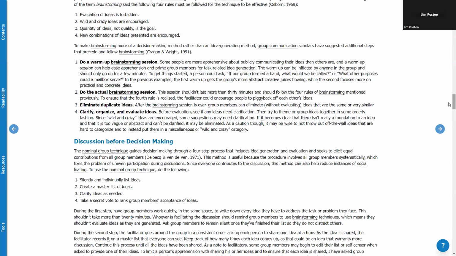Clarify, organize, and evaluate ideas is number four. Before evaluation, see if any ideas need clarification. Then try to theme or group ideas together in some orderly fashion. Since wild and crazy ideas are encouraged, some suggestions may need clarification. If it becomes clear that there isn't really a foundation to an idea and that it is too vague or abstract and can't be clarified, it may be eliminated. As a caution, though, it may be wise to not throw out all the off-the-wall ideas that are hard to categorize and to instead put them in a miscellaneous or wild and crazy category.